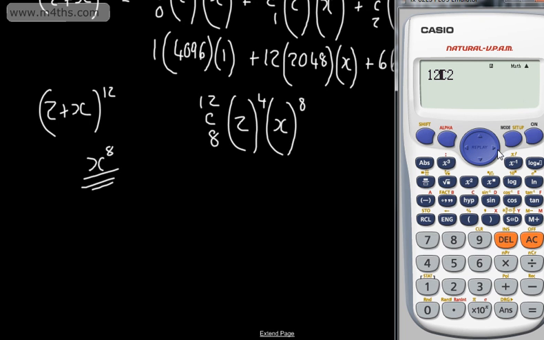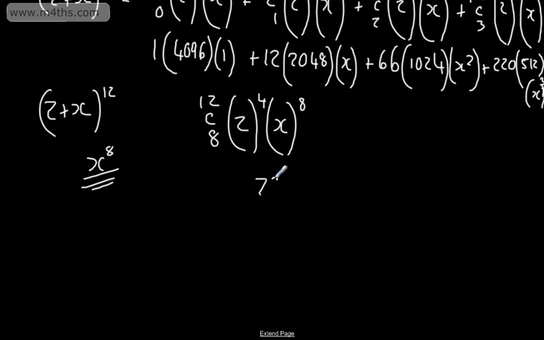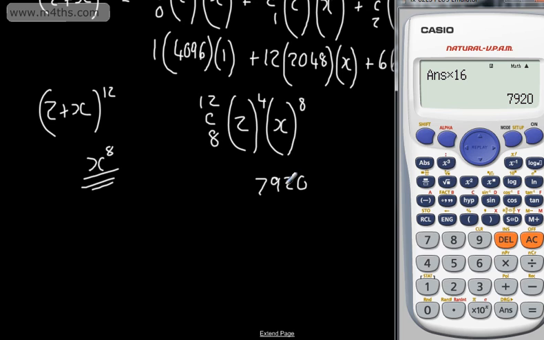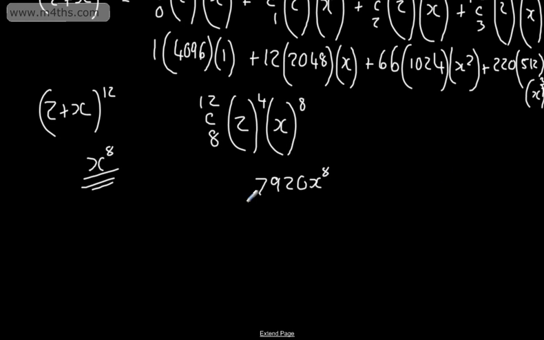So I can just work this out. 12c8 is 495 times 2 to the 4th, which is 16. That's going to give us 7920 x to the 8th. So that's the term in x to the 8th. I've just jumped to it.